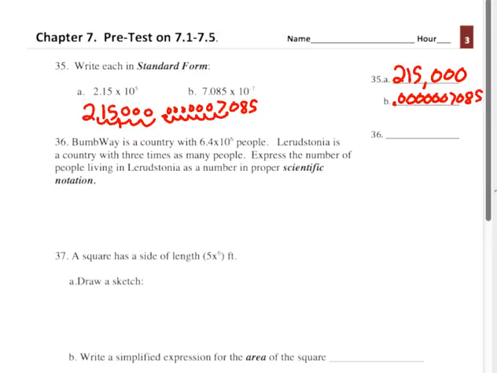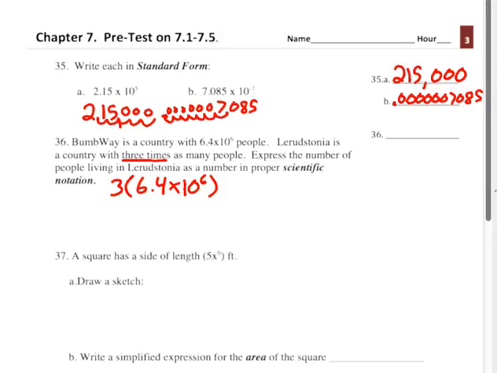All right. Bumway is a country with 6.4 times 10 to the 6, or 10 to the 6 people. Estonia is a country with 3 times as many people. Express the number of people living in Estonia as a number in proper scientific notation. So 3 times as many people. So I'm going to take 3 times that. Okay?